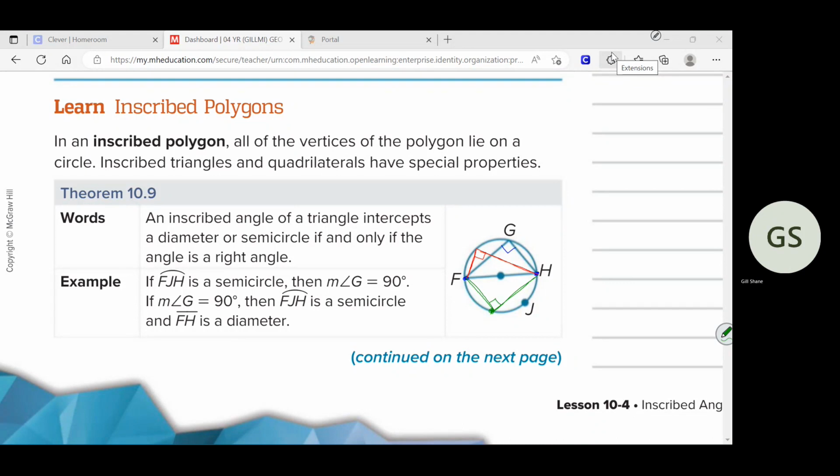So, if I have a diameter, so the endpoints are F and H for that diameter, what's true about the arcs associated with the diameter? What's true about the arcs associated with the diameter?